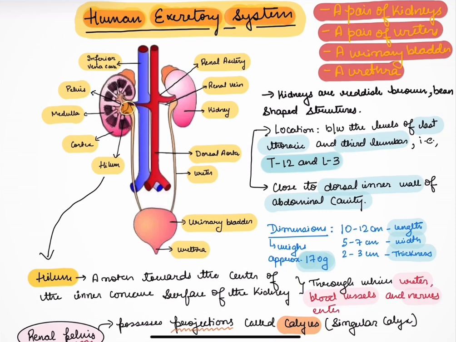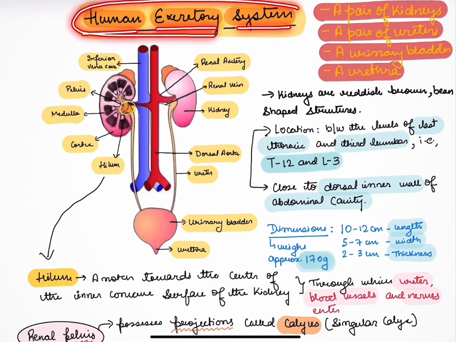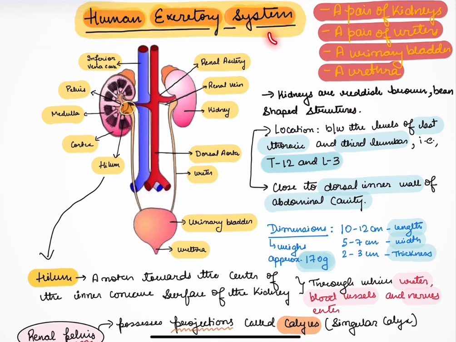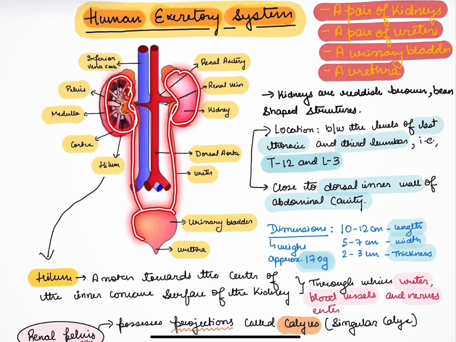In this video, we'll be continuing with the human excretory system. And we know that the human excretory system consists of a pair of kidneys, a pair of ureters, a urinary bladder, and a urethra. So if we have a glance at this diagram over here, we see that we have a pair of kidneys, a pair of ureters leading to the urinary bladder, and finally a urethra.